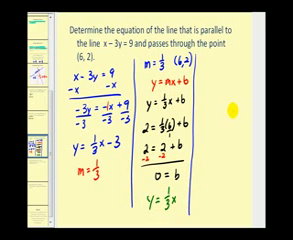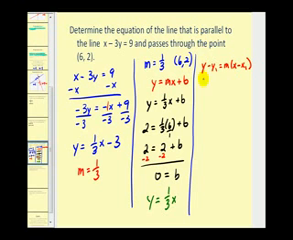Now I do also want to show this using point-slope form. So instead of using y equals mx plus b, we could have used y minus y1 equals m times x minus x1. This is point-slope form. So using this form, we'd have y minus y1, which is 2, would equal 1/3 times x minus x1, which is equal to 6.